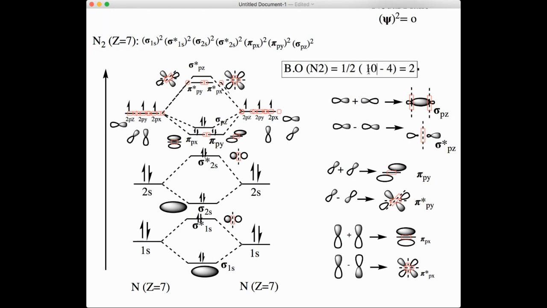How many in anti-bonding molecular orbitals? 4, so we have 1 here, 2, and another 2 here, that's 4. That's it, these anti-bonding are empty, so the bond order is 3.